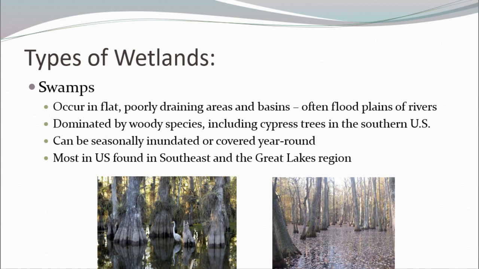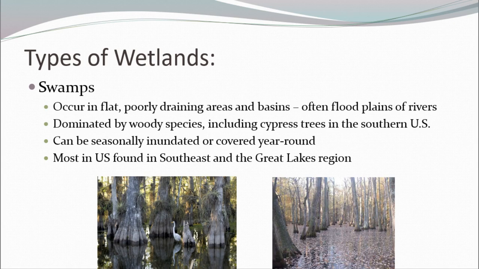Swamps are the next type. Swamps are going to be dominated by trees. These are going to be dominated by your woody species. So the difference between a marsh and a swamp is grasses versus trees. Okay. In swamps, sometimes they're seasonal, right? So you get seasonal swamps. Sometimes they're covered year round. We have them a lot in the United States in the southeast and in the Great Lakes regions. That's where we find the majority of our swamps, in Louisiana, Georgia, right, all throughout the South.